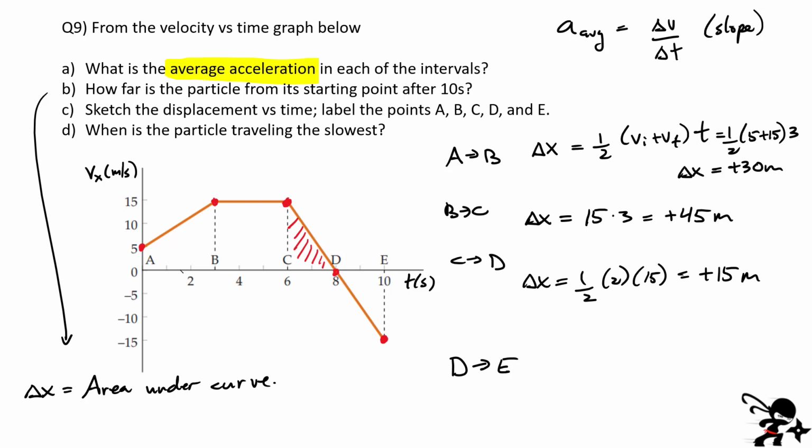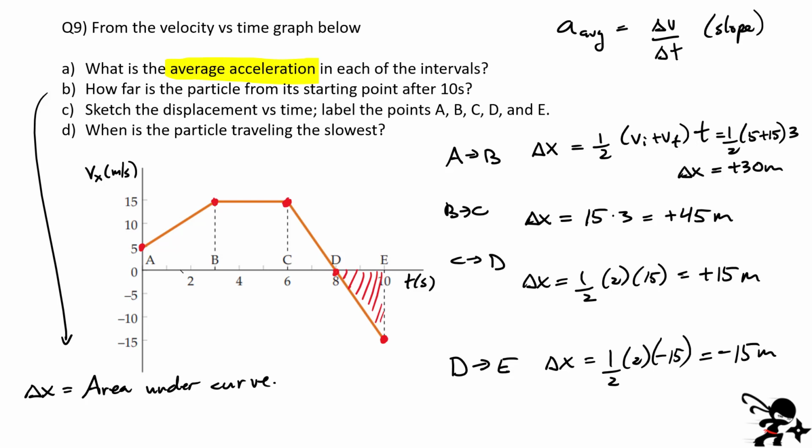And the last section, let's go ahead and draw it out. The area that I'm looking for now is the area under the curve. Okay, again, it looks to me just like a triangle. So it's just 1/2. The base is 2. Now the height, you have to be a little bit careful, right? The height here is minus 15. All right, so at the end here, you get minus 15 meters.